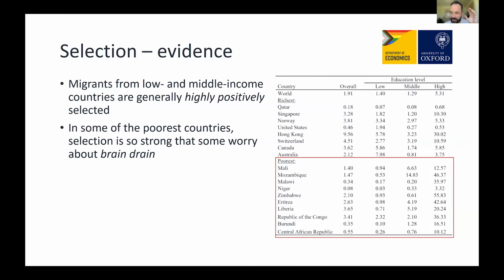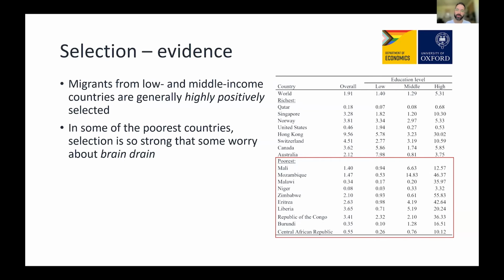Now, just to touch briefly, in some of the poorest countries, this selection is very, very severe. So you see, for example, in the red box here, some of the very poorest countries in the world, according to GDP per capita, and very, very high shares of the highly educated people in these countries leave the country at some point during their life. And this has led to worries about potential brain drain. So, if all the most educated people leave, who's left behind, and what's the country to do with that?